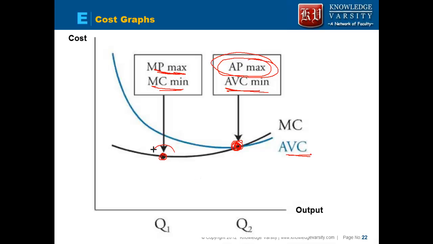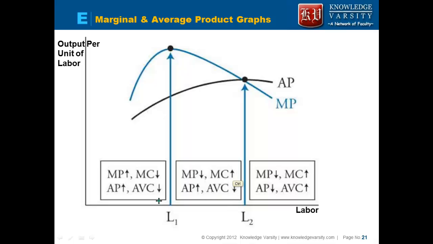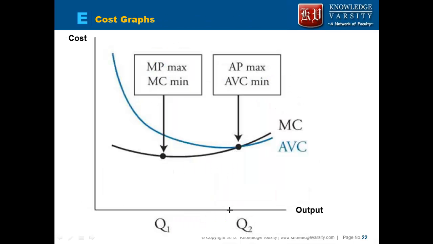So this point Q1 is exactly this point. So this is your Q1 point. This is your Q2 point at labor. So at L1 labor you are producing Q1, at L2 labor you are producing Q2.